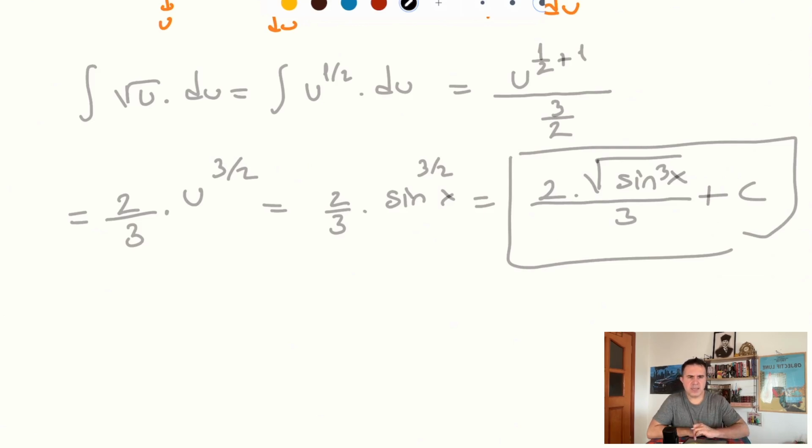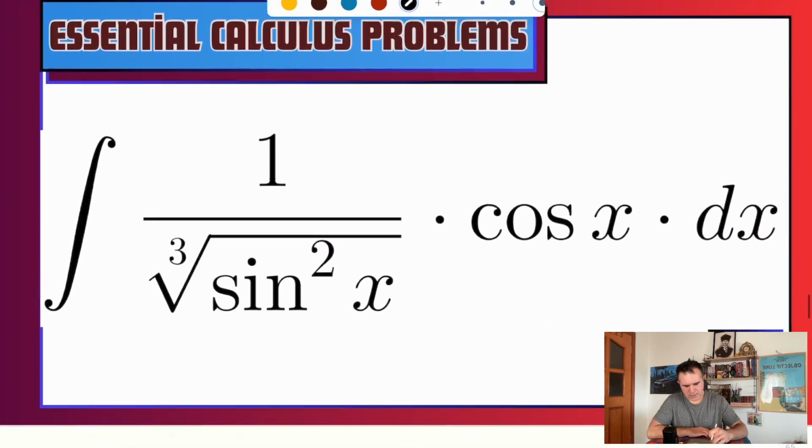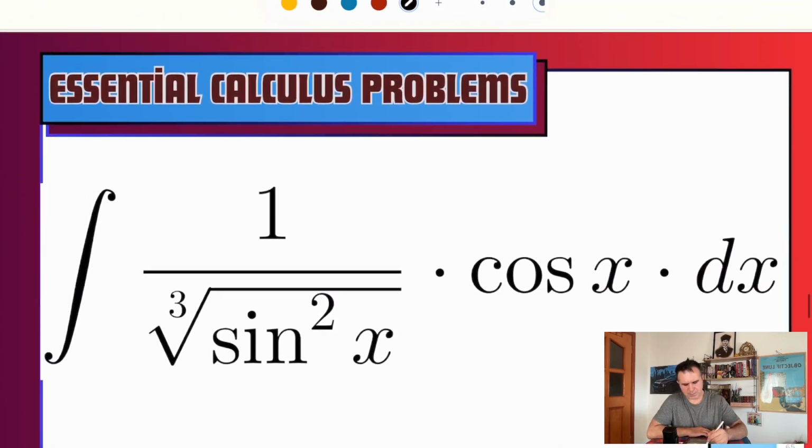In the next lecture of this series, we will solve this problem: 1 over cube root of sine square of x times cosine x dx.